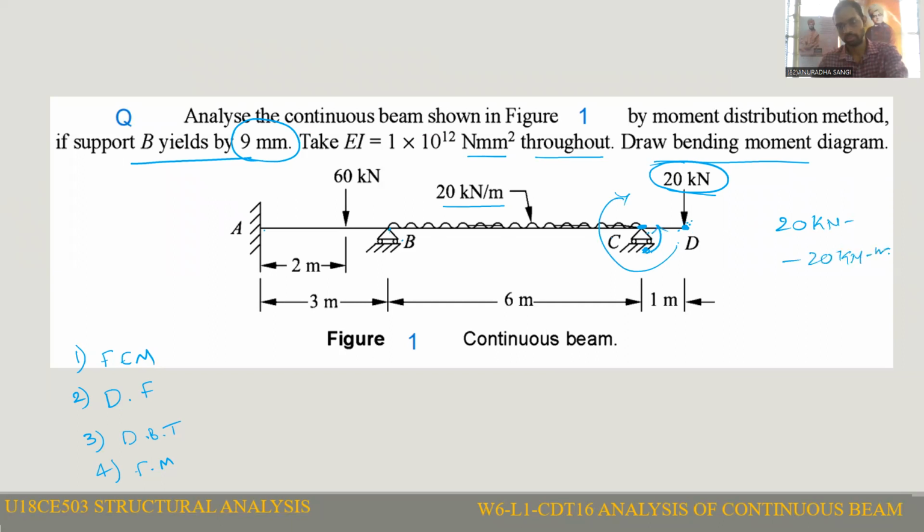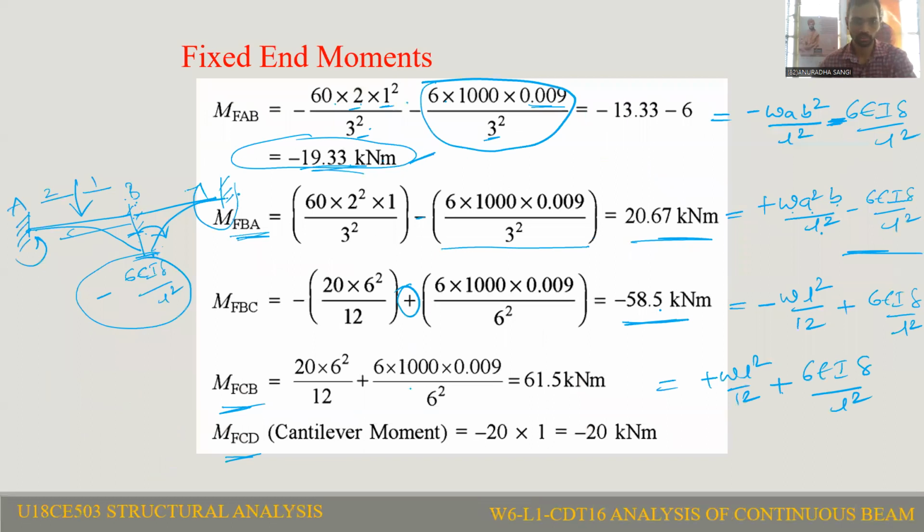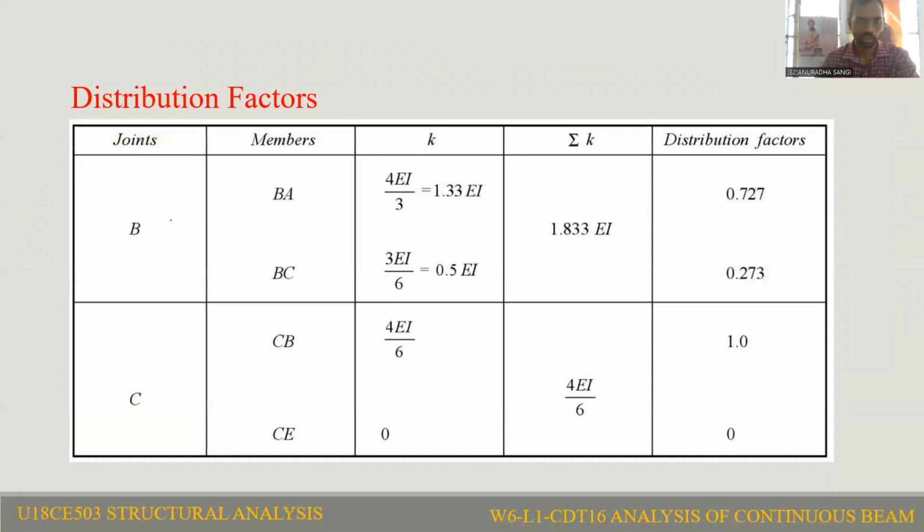The end moment will be considered as a fixed end moment. Minus 20 kilonewton meter will be considered the fixed moment for the CD member. The CD member fixed moment will be minus 20 kilonewton meter. So after calculation of these fixed moments, we have to calculate the distribution factors.